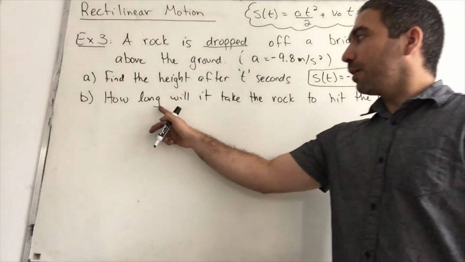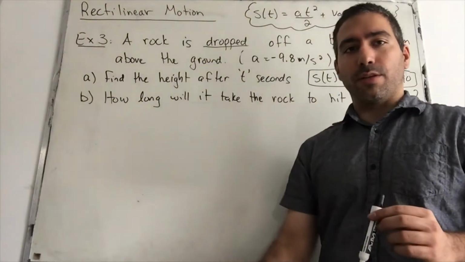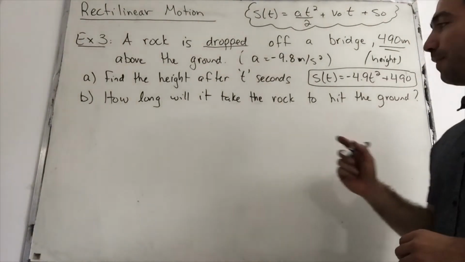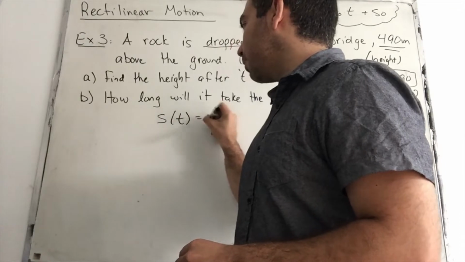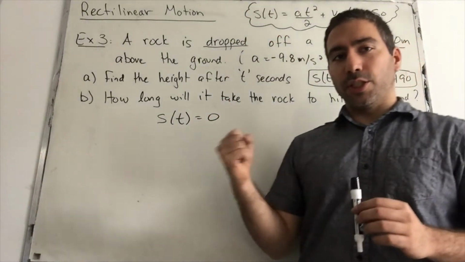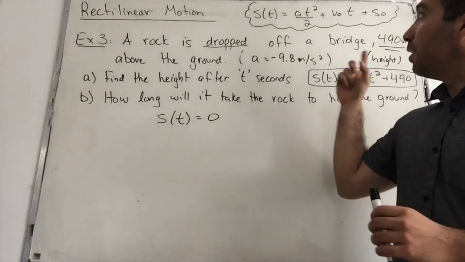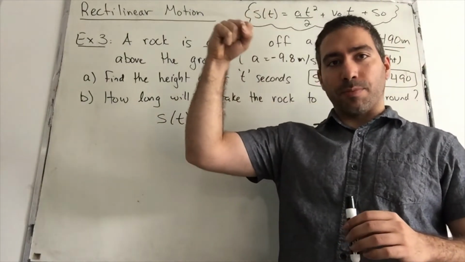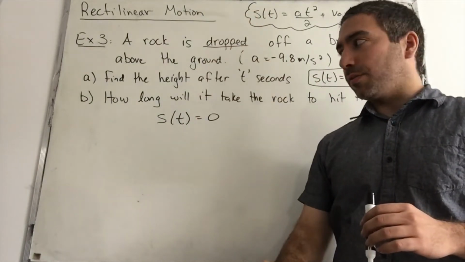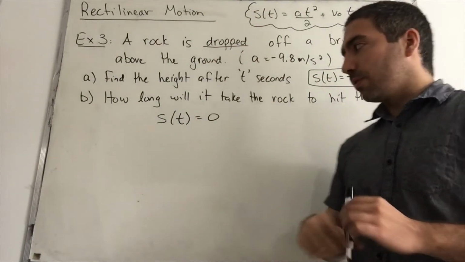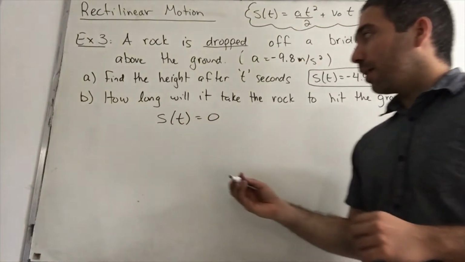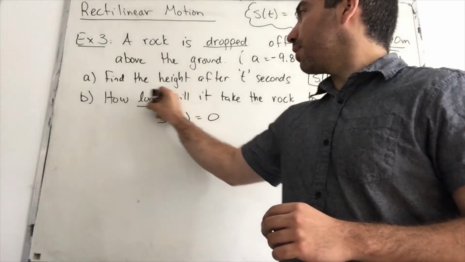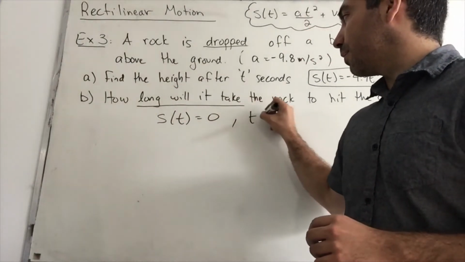Well, they're talking about the position of the rock. They're saying it's going to hit the ground. So what they're really giving us is the fact that your S of t is equal to 0. Because the position of the rock, if the bridge is 490 meters above, then the floor or the ground is at 0. So they're telling us that the final position, S of t, is equal to 0. And we're looking for the time. How long will it take?